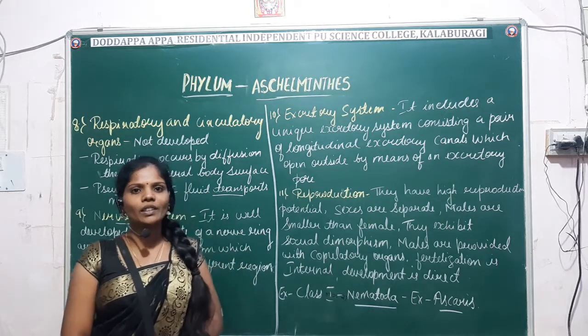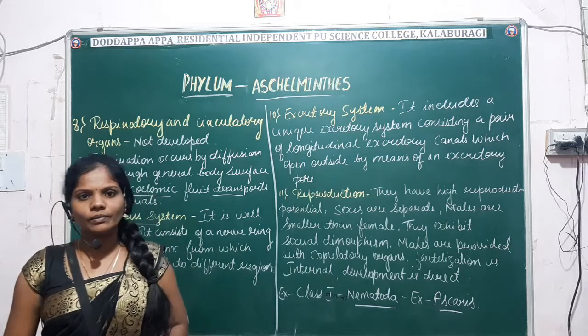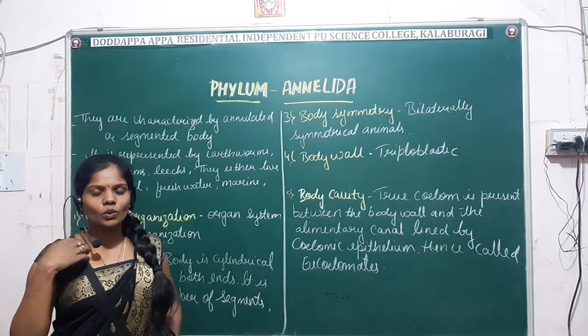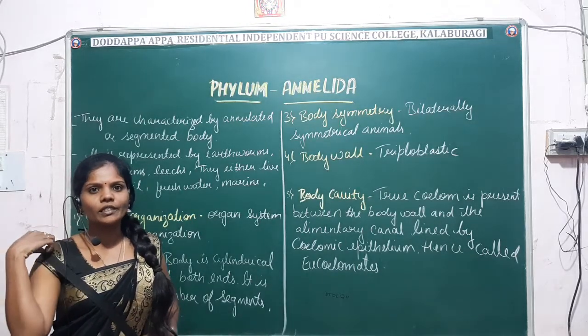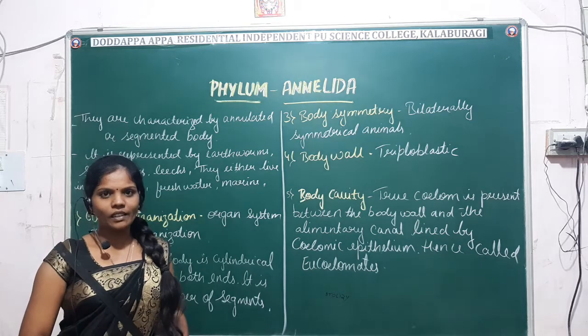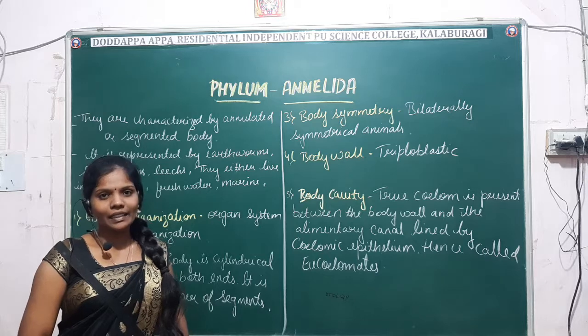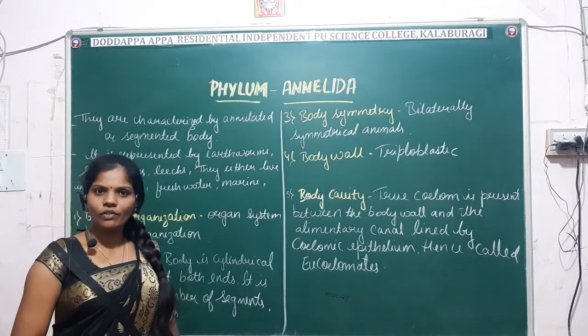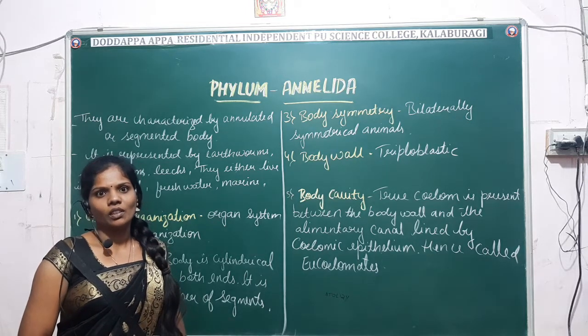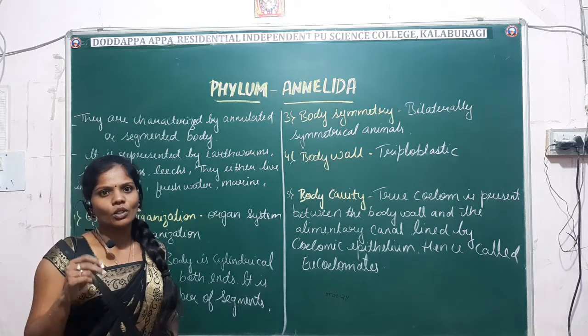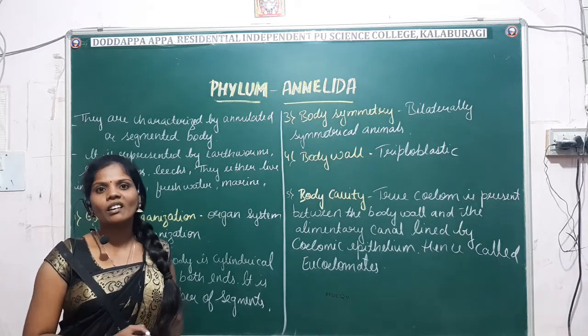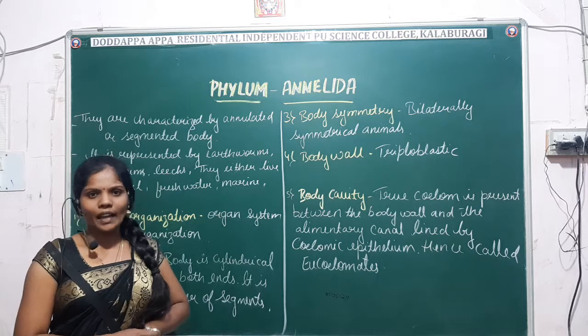So next we'll move to another phylum, the phylum Annelida. Annelida is also called segmented animals. Generally this phylum is known for the presence of segments on its body. So it is commonly known as metamerically segmented animals.